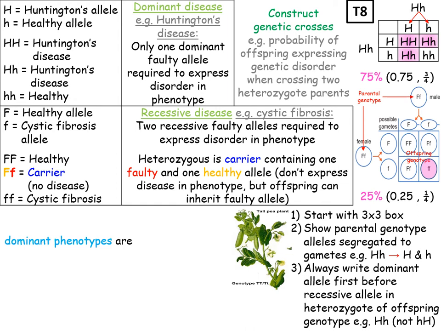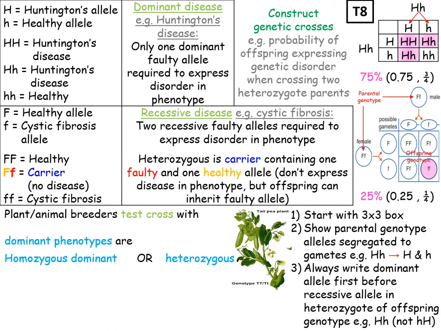Now, when we look at Mendel's experiment, he experimented on pea plants, and a tall pea plant, which is the phenotype, could either have the genotype capital T capital T or the genotype capital T lowercase t. In other words, it could be homozygous dominant or heterozygous. So how do you find out if your tall pea plant, or dominant phenotype, is a homozygous dominant or a heterozygous? And this is important for plant and animal breeders.